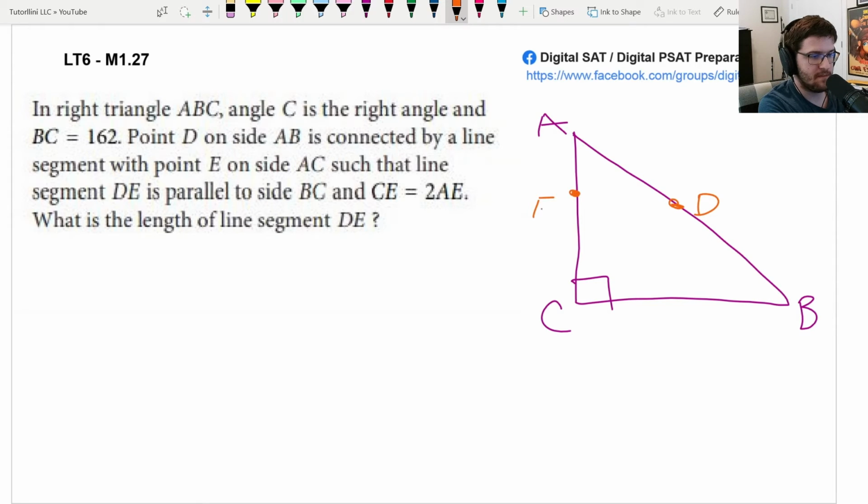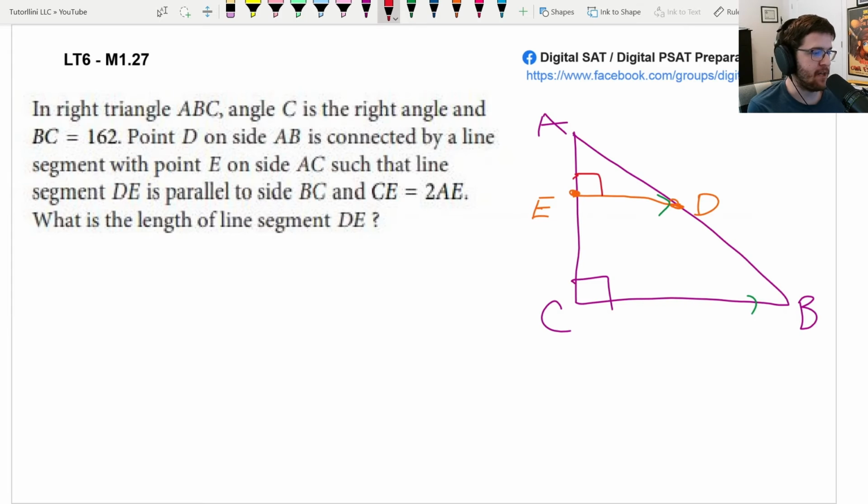Such that line segment DE is parallel to BC. Okay, so we have this, and this guy is parallel to this guy, which means that it's a right angle. This is a shape that, hopefully you can kind of see it's a right angle. This is a shape, nested right triangles. It often tests on similarity. This is on the SAT all the time, so I've seen this shape many times.